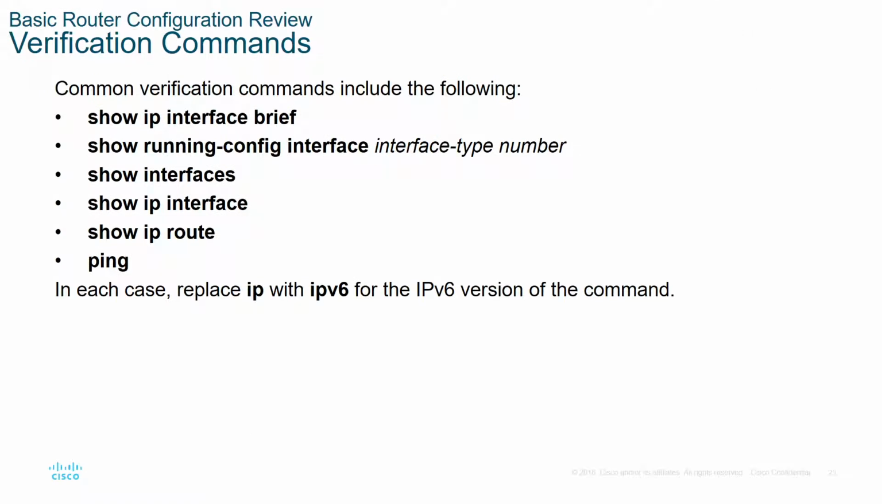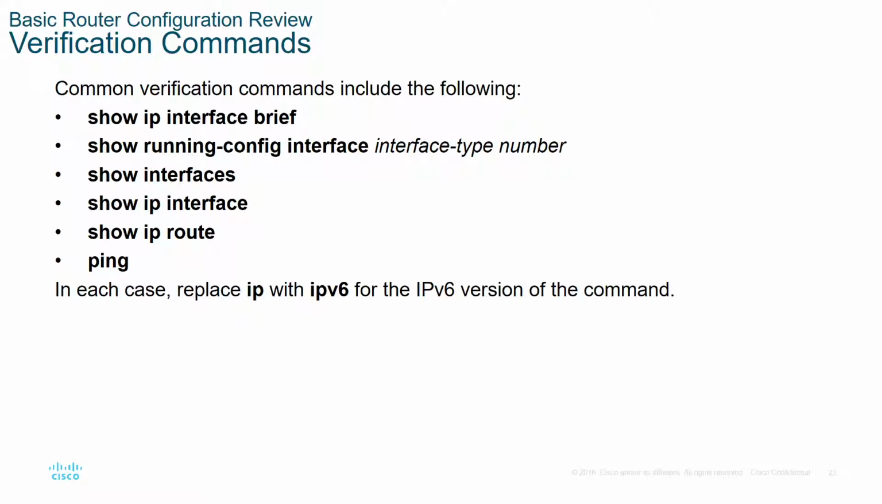And verification commands. So these are common verification commands, including the following. Show ip interface brief, to look at the interfaces that have been set up on a router. Show running-config interface, to look specifically at the interface setup within the running configuration file. Show interfaces, to show a full breakdown of all the interfaces on the device. Show ip interface, to look specifically at the logical IP addressing within the interfaces. Show ip route, to look at the routing table, and obviously ping in order to test end-to-end connectivity.